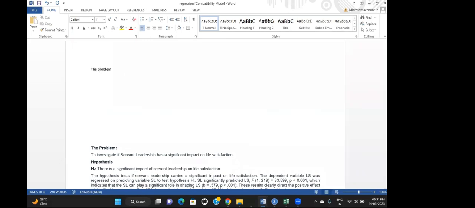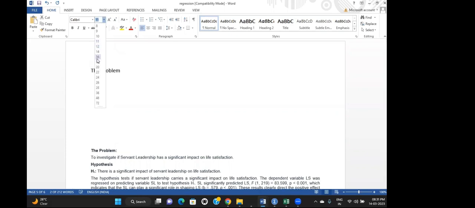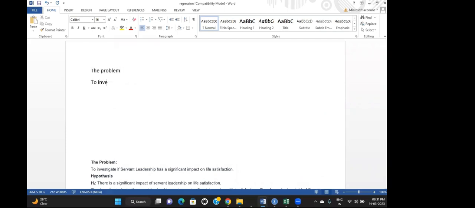The problem is to investigate if advertisement has a significant impact on sales, right? So let's say this is the problem. This is what we are talking about first, only bivariate regression. That is what we are doing first. So let's do that.